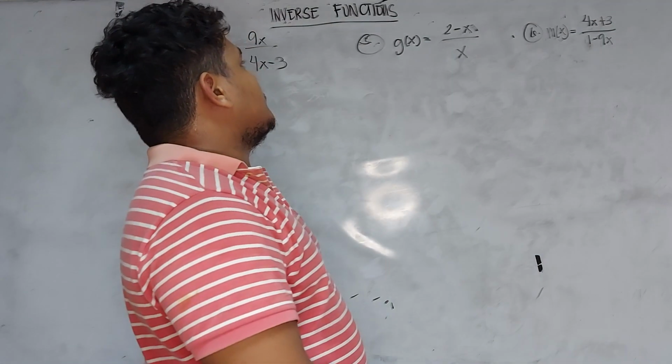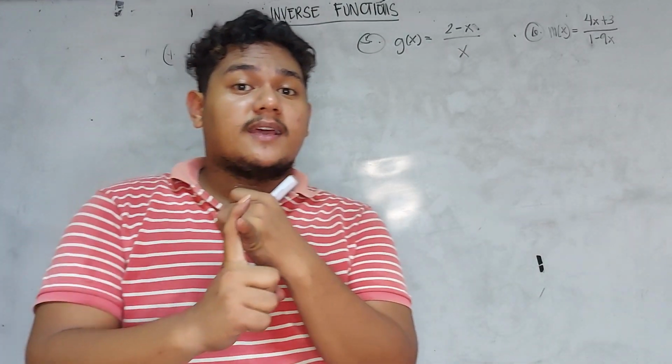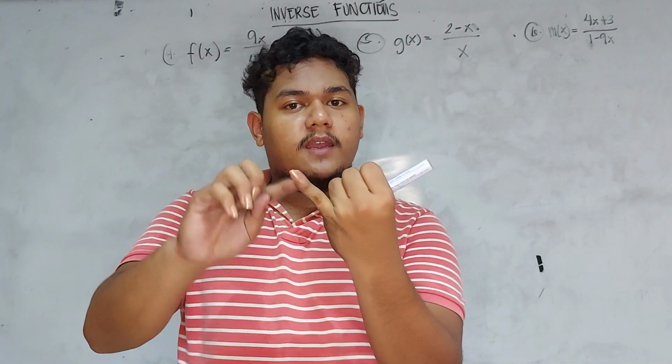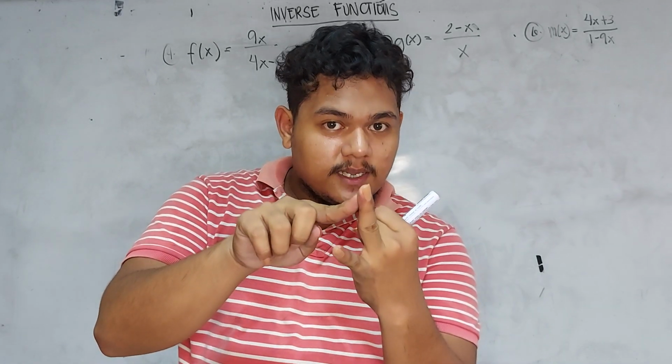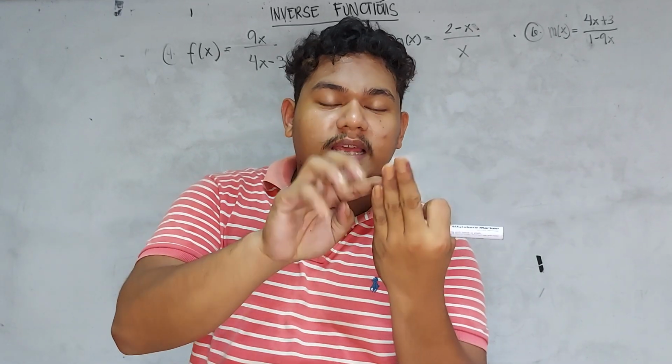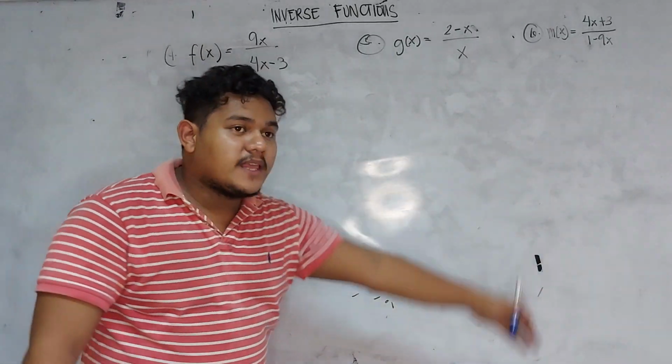Assignment number 4. Please answer the following. Find the inverses for each, 5 points. Verify for f of g and verify for g of f. So 15 points each, 15 times 3 is 45 items.